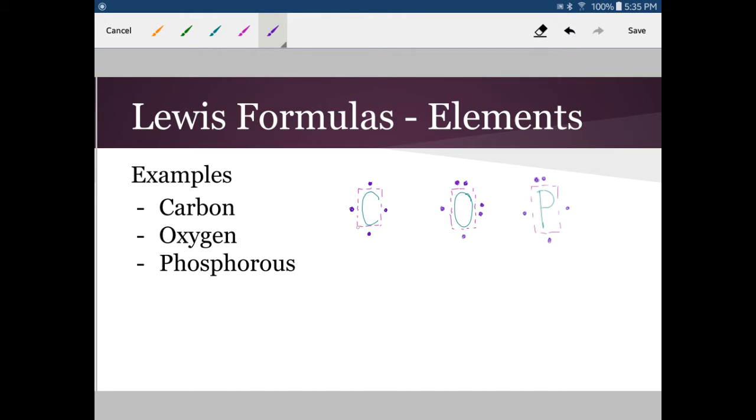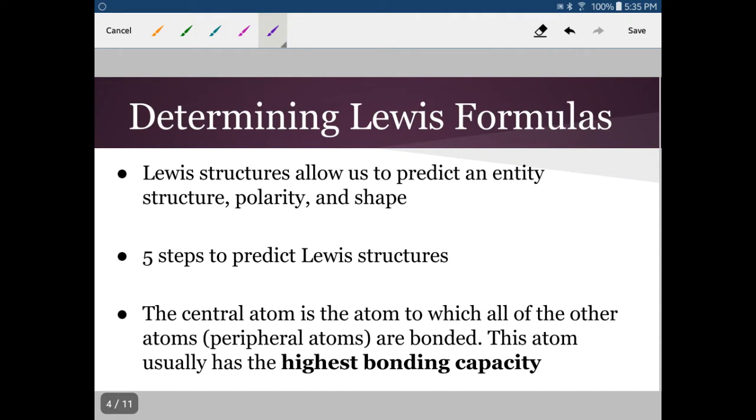You simply indicate the electrons and where those electrons exist on that element, or in those orbitals, I should say. Now, Lewis structures and Lewis formulas can also be applied to a molecular compound. Okay, and molecular compounds, remember, are compounds that have electrons that are being shared. So that's very, very important. Molecular compounds have what we call covalent bonds, or bonds where we share electrons. So Lewis structures allow us to predict an entity's structure, polarity, and shape of a molecule.